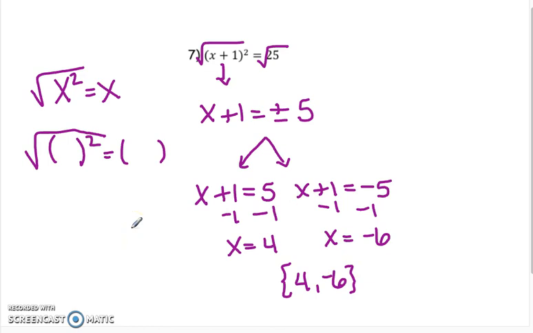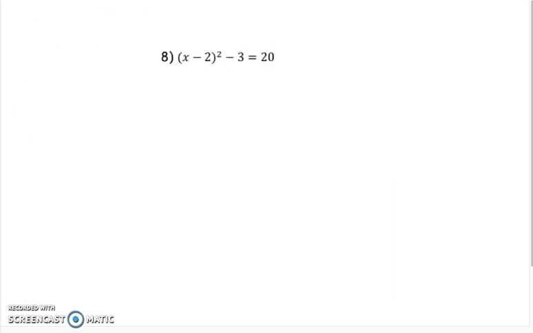Okay, so we were able to take the square root and get the binomial alone and then split it into two separate solutions. Let's look at one more. In this case, we need to get the binomial alone first. So we're going to take this 3 and add it to both sides. All right, so let's add 3 to both sides. Plus 3, plus 3. So now I have x minus 2 in parentheses squared equals 23.